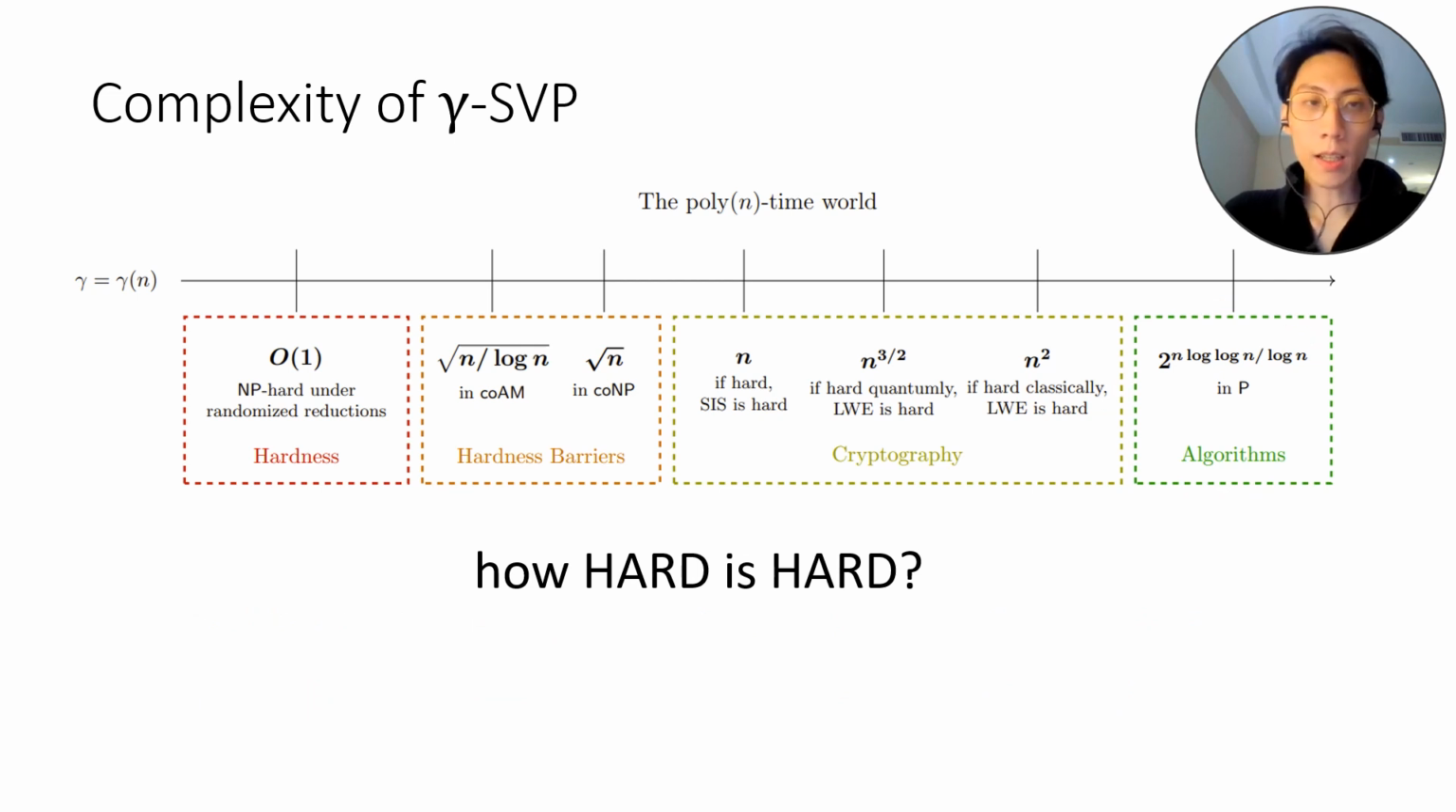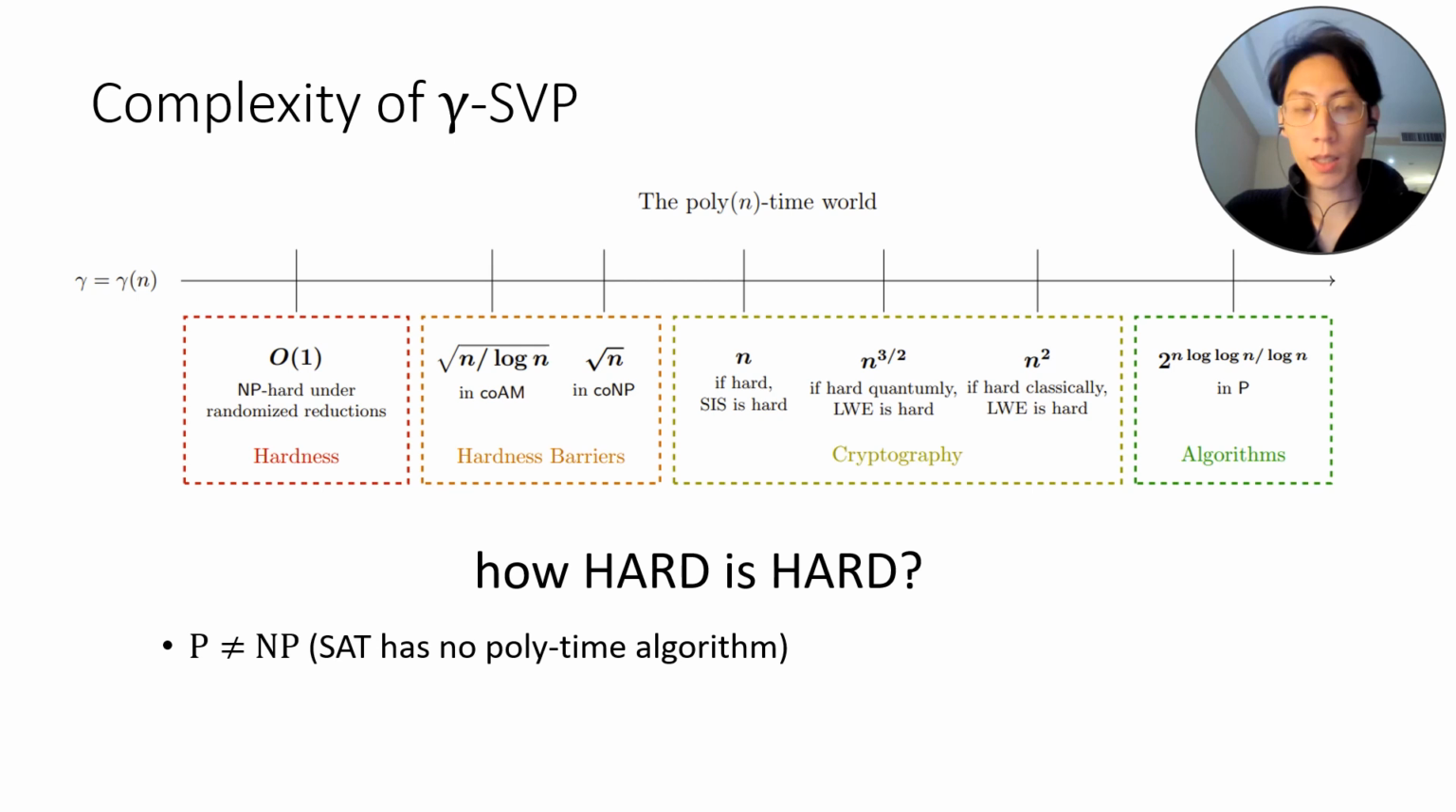Now, I have been talking a lot about hardness, some problem being hard, but exactly what kind of hardness are we looking at? There have been different notions or different assumptions of hardness studied by people. For example, if we were to assume that P is not equal to NP, it is asserting that SAT has no polynomial time algorithm.